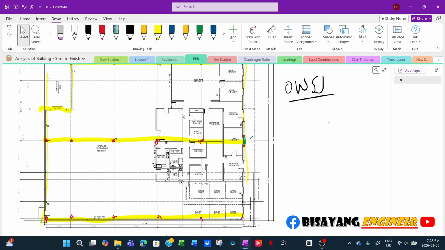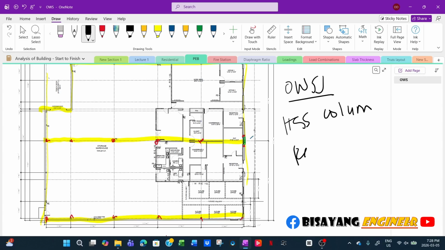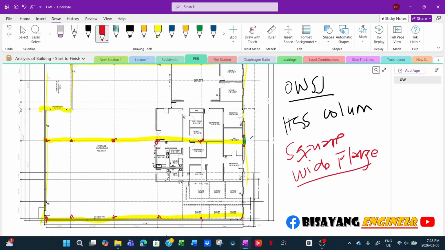And then in this particular project, what I did is I combined an HSS column, like rectangular or square HSS, and a wide flange. I use wide flange for locations where the bending on the columns and beams is really high. And then I will show you later.